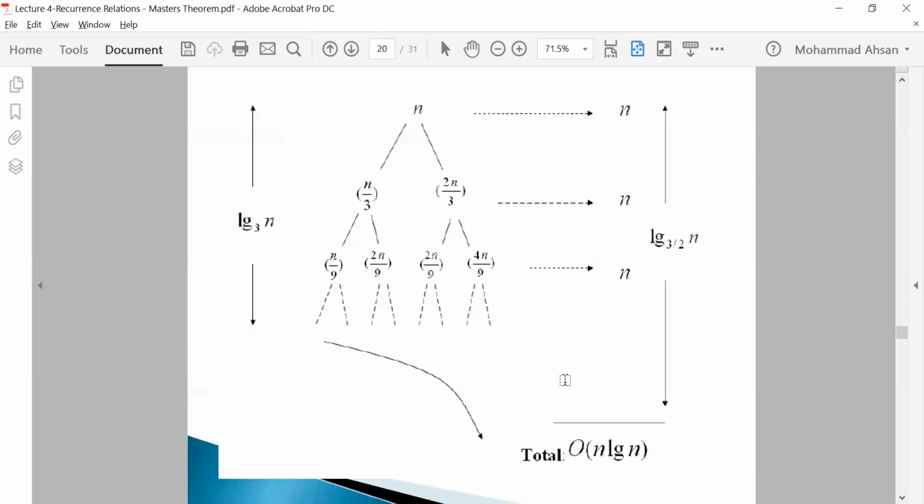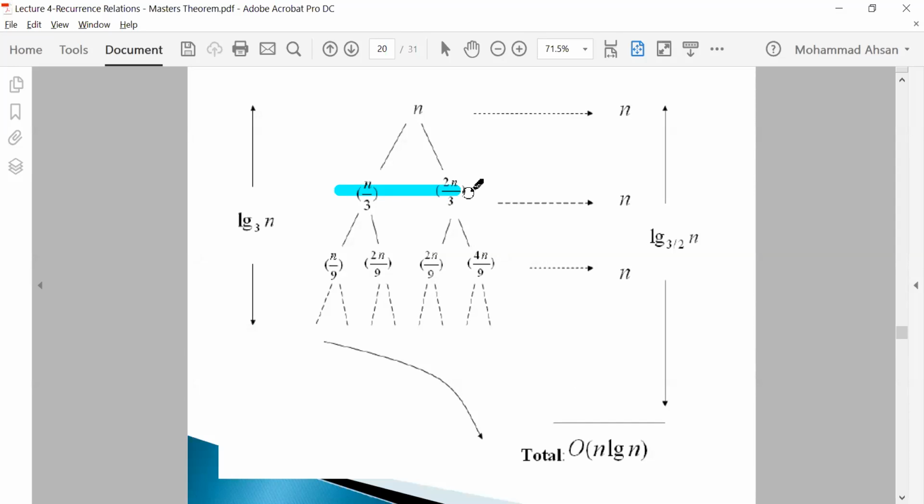So what is the work that is done at each level? At each level, you divide n into n/3 and 2n/3. And if you add the work, this is the additional work that you're doing, other than splitting the problem into two parts, whether equal or unequal in any way.